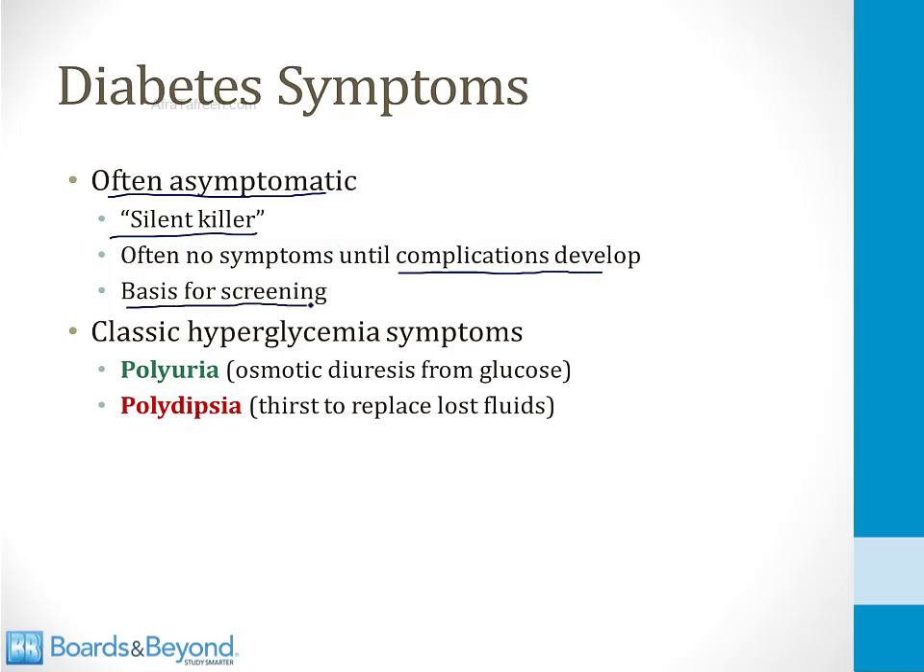for diabetes. If patients do develop symptoms, it's often from hyperglycemia, and the symptoms that you can see with significant hyperglycemia include polyuria and polydipsia. So the polyuria means frequent urination, and this is because glucose in the urine acts as an osmotic agent and causes an osmotic diuresis. The polydipsia is increased thirst, and that's thirst to replace the lost fluids in the urine.